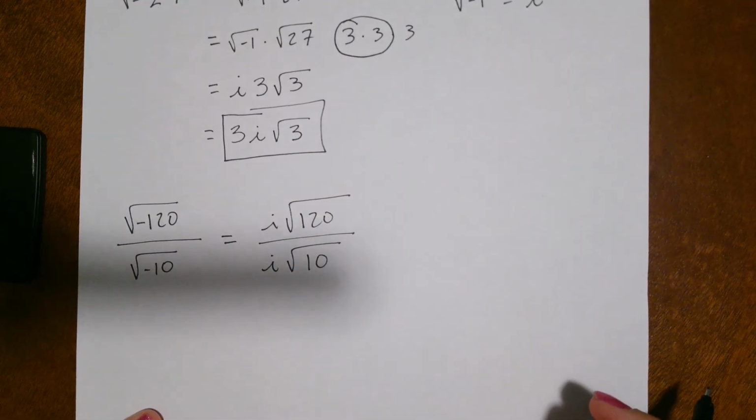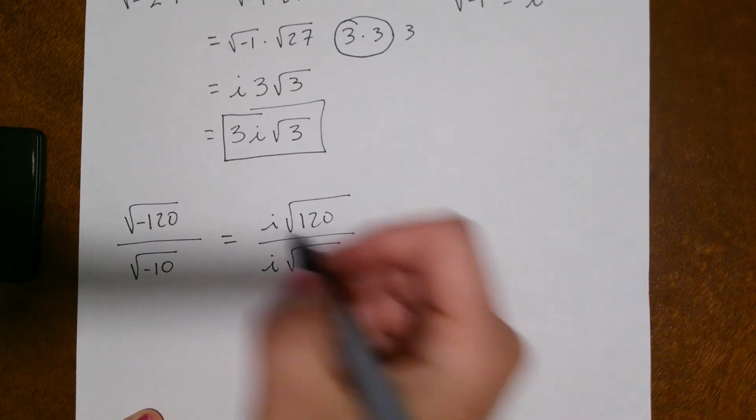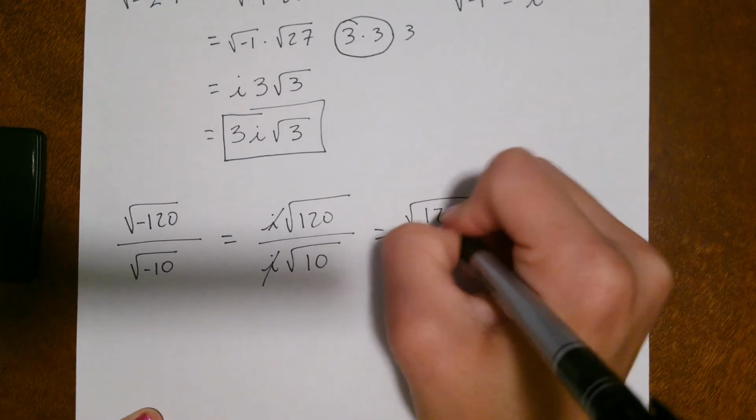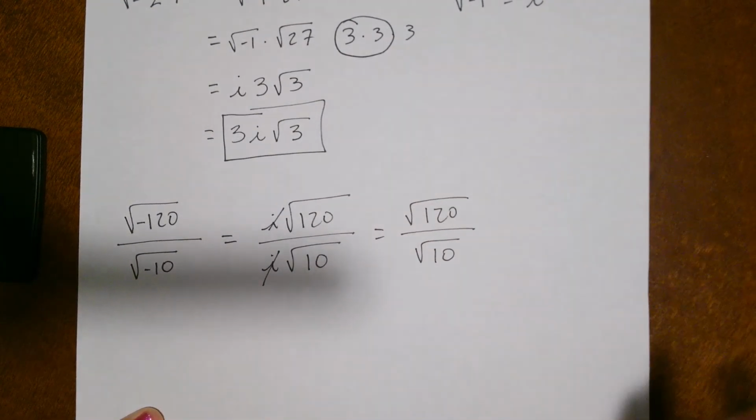So I get the square root of 120 over i square root of 10. I divided by i, just like any other value, cancels out. So I get the square root of 120 over the square root of 10.